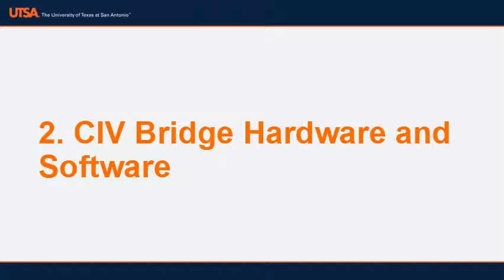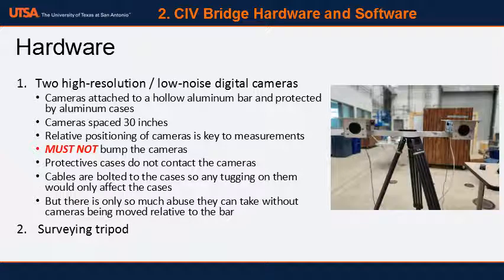So what are the hardware and software components of the CIV? First and foremost is the two high-resolution cameras. These are digital image cameras. They are fixed on an aluminum bar, as you can see in the picture here, and they are fixed at 30 inches on center spacing.